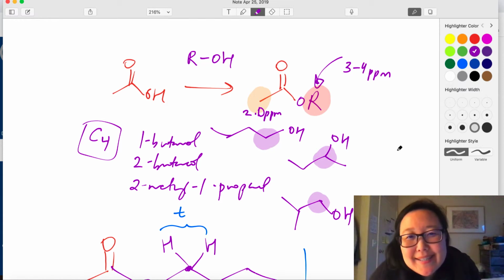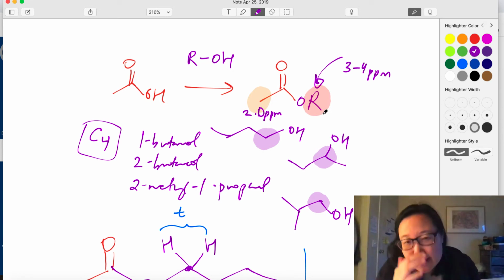All right, guys, this is a tutorial on the esters lab. So basically you have an unknown alcohol and you're going to make an ester, an acetate ester, out of it. So here's acetic acid, and in an acid catalyzed medium you're going to replace this OR group with this OH group and you're going to get an ester.